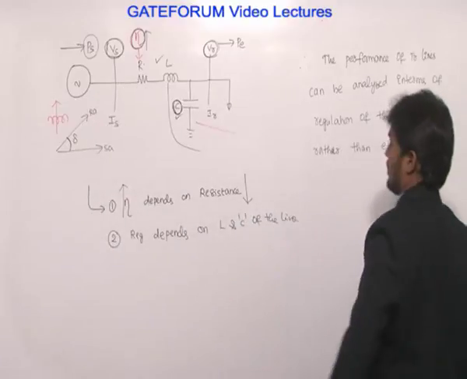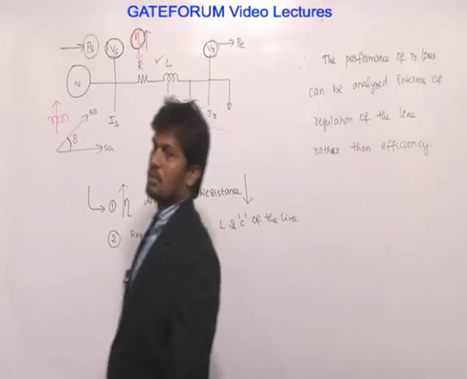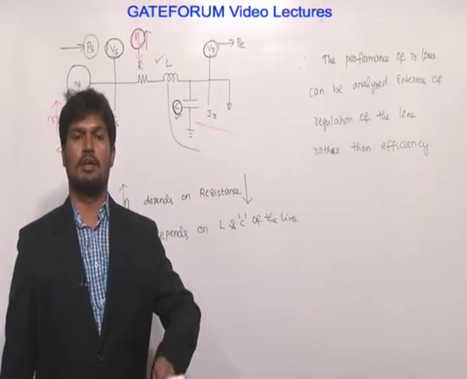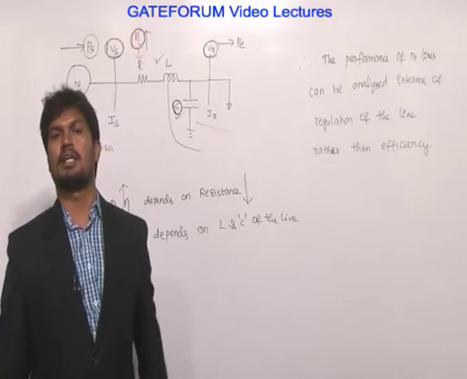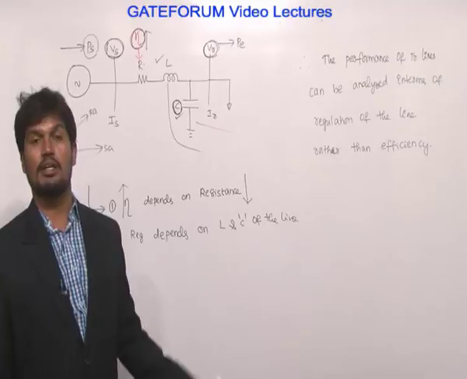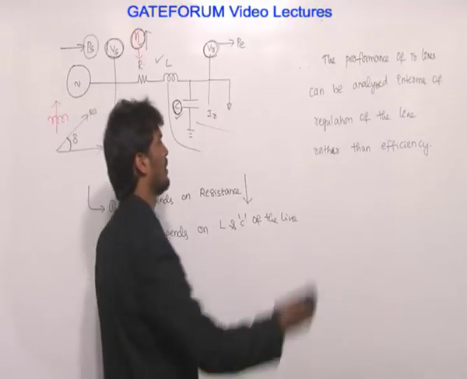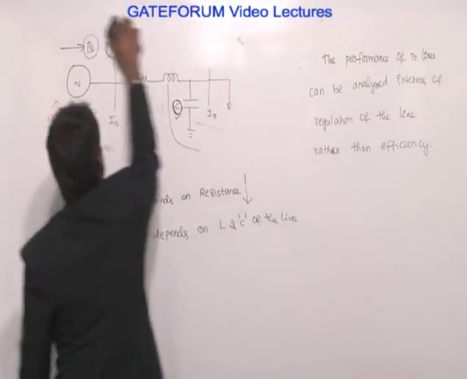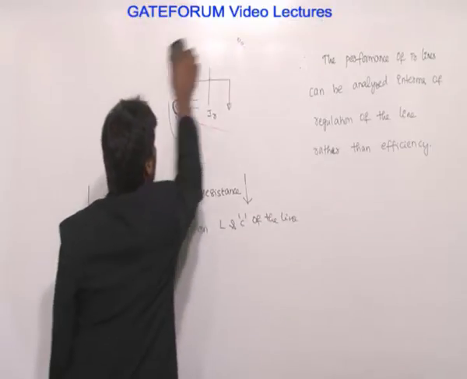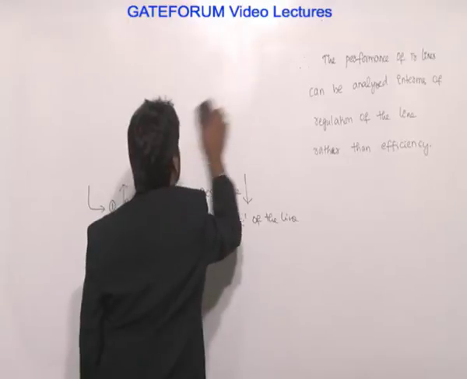Why? Because of capacitance effect, voltage at the receiving end is more. Therefore, from no load to full load, change of voltage is more, regulation also more, which is creating a problem. But high value of efficiency is possible, while low value of regulation is not possible because of capacitance effect. That is the reason why transmission line performance can be analyzed based on regulation of the line rather than efficiency.